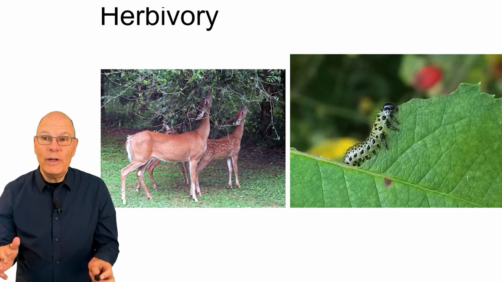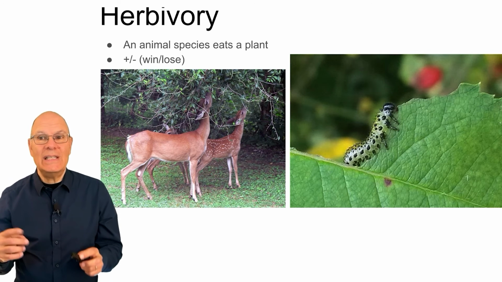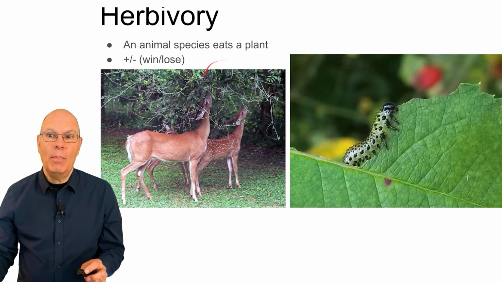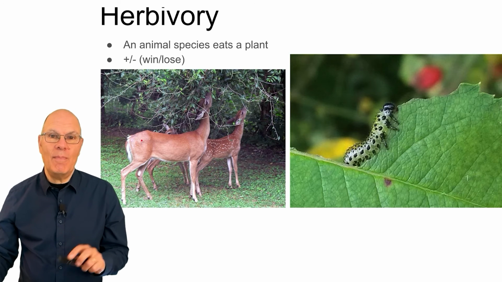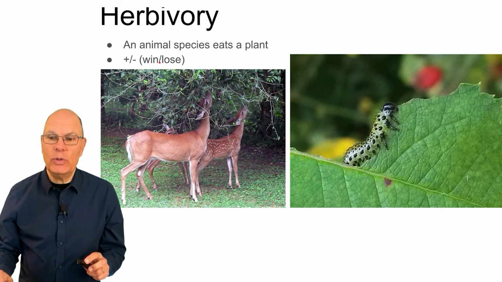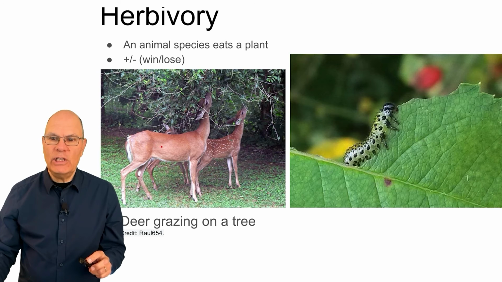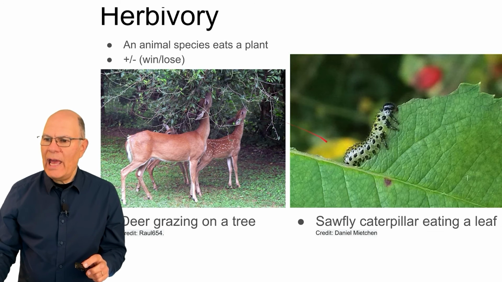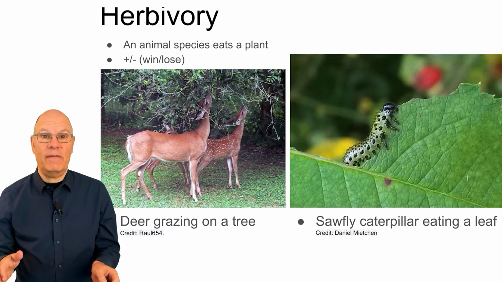In herbivory, an animal species eats a plant, and that's a plus for the animal, and it's a minus for the plant. It's a win-lose interaction. Here we have deer grazing on a tree, and here we have a sawfly caterpillar eating a leaf.